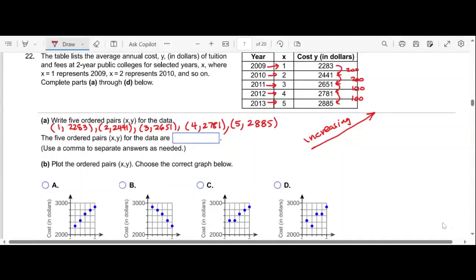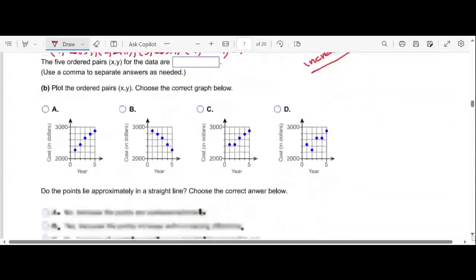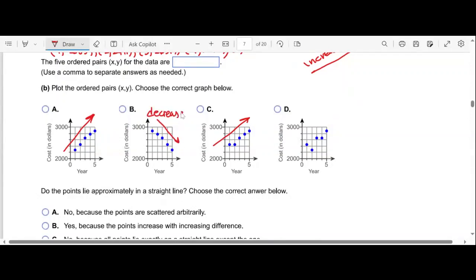Next question, it said, plot the ordered pairs x and y, choose the correct graph. As you said, the graph is increasing. So which one is increasing? This one is increasing, and this one is increasing. This one is decreasing, so we need to eliminate the decreasing one. So it's not this one. And this one is scrambled. Scrambled means it's like distributed everywhere. So this one also is not the answer.